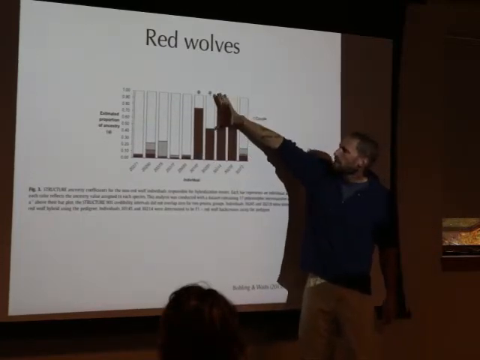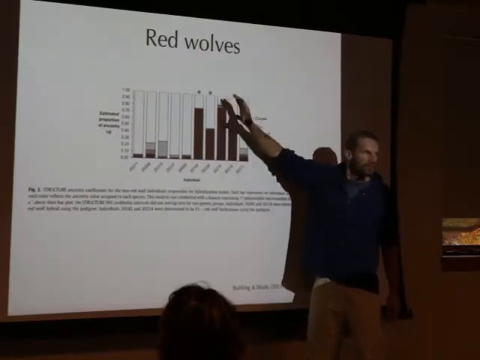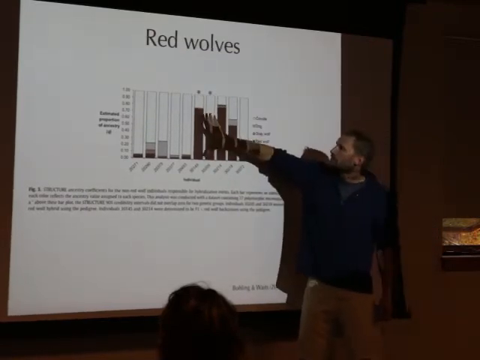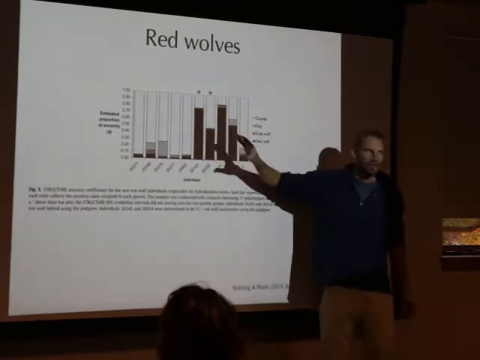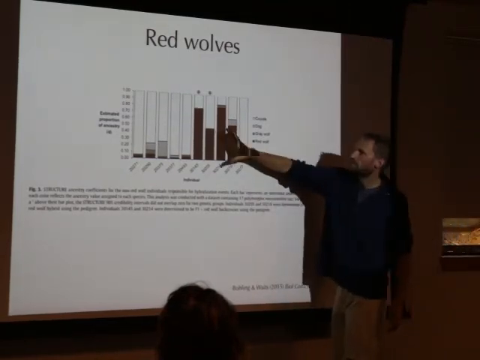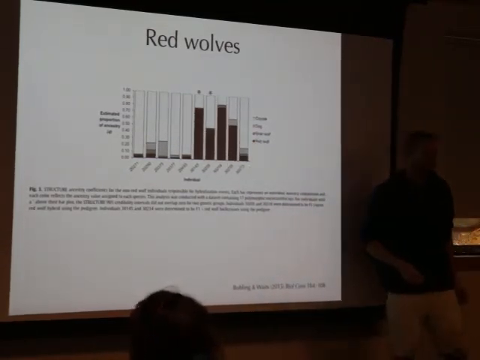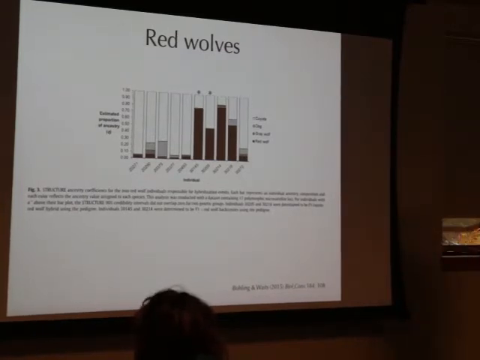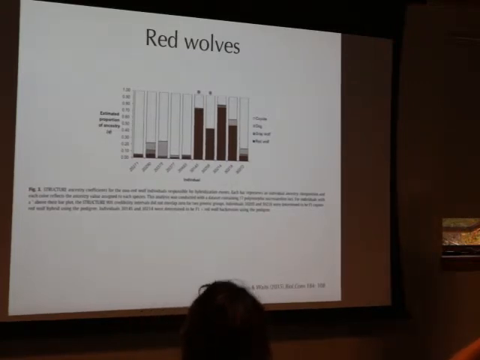This one looks like an F1 because it's basically half and half. This one is maybe a back cross. It looks like just about 3/4 and 1/4. But you can see there's a mix of ancestry. So this red wolf population that's out there now is a little bit hard to define what the genomic makeup of that population is.